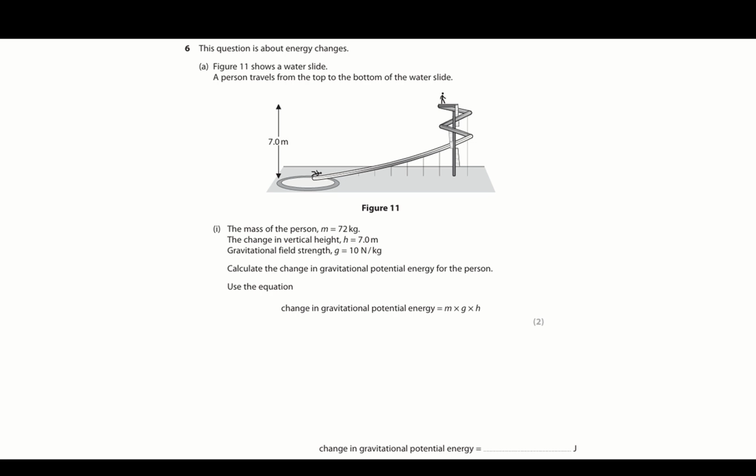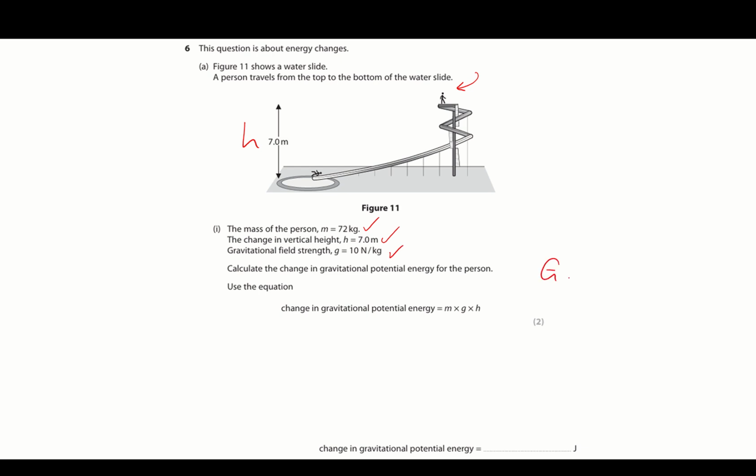Okay, question 6. We've got a water slide. It tells us the height of the water slide. There's a little person over there ready to go down the water slide. We're given their mass, 72 kilograms, don't need to change that. We're given the height in meters, do not need to change that. And it tells us gravitational field strength is 10.